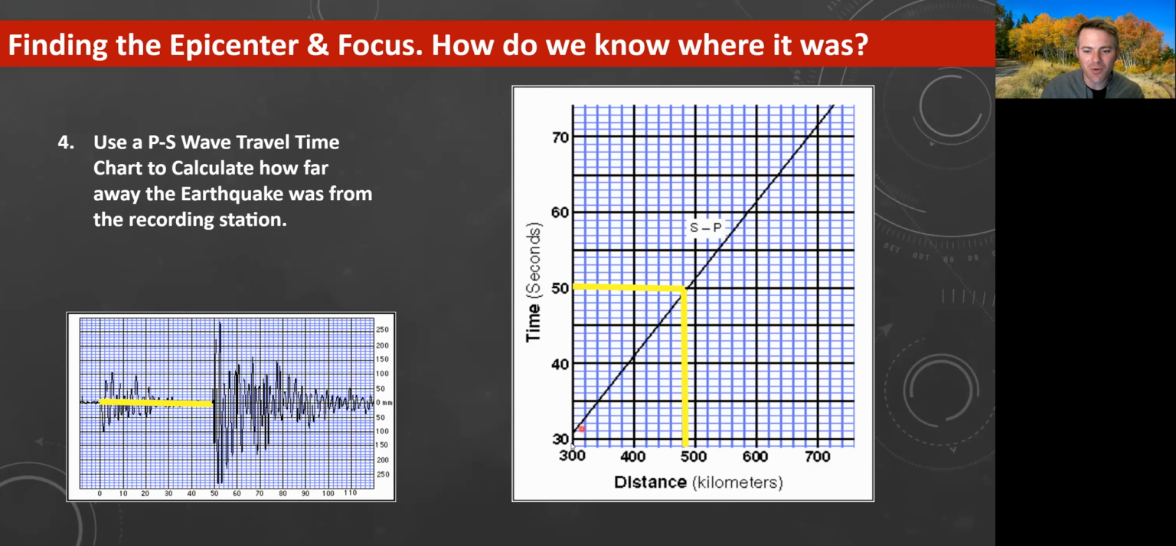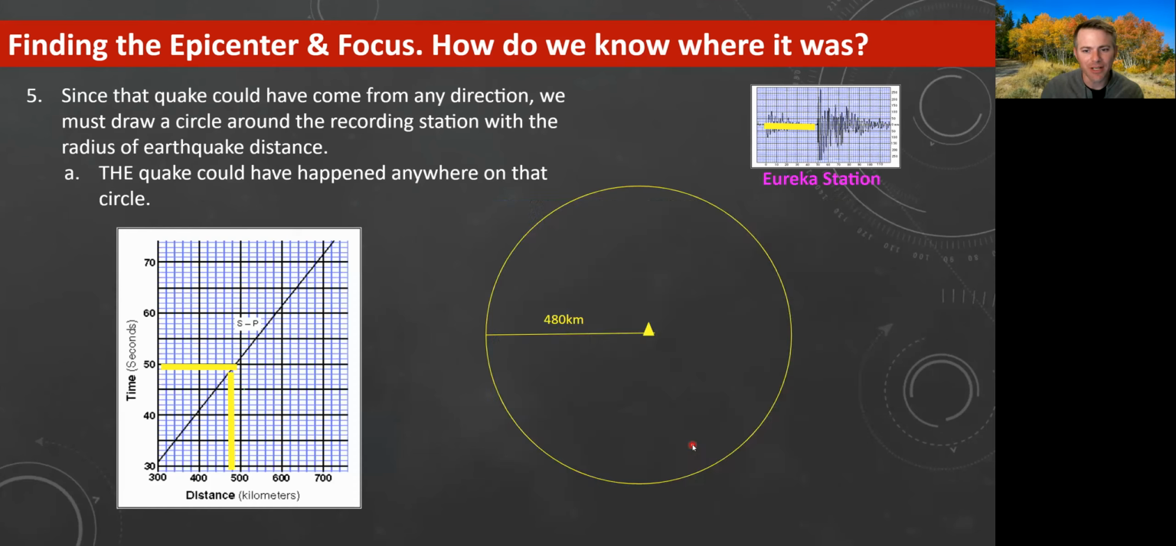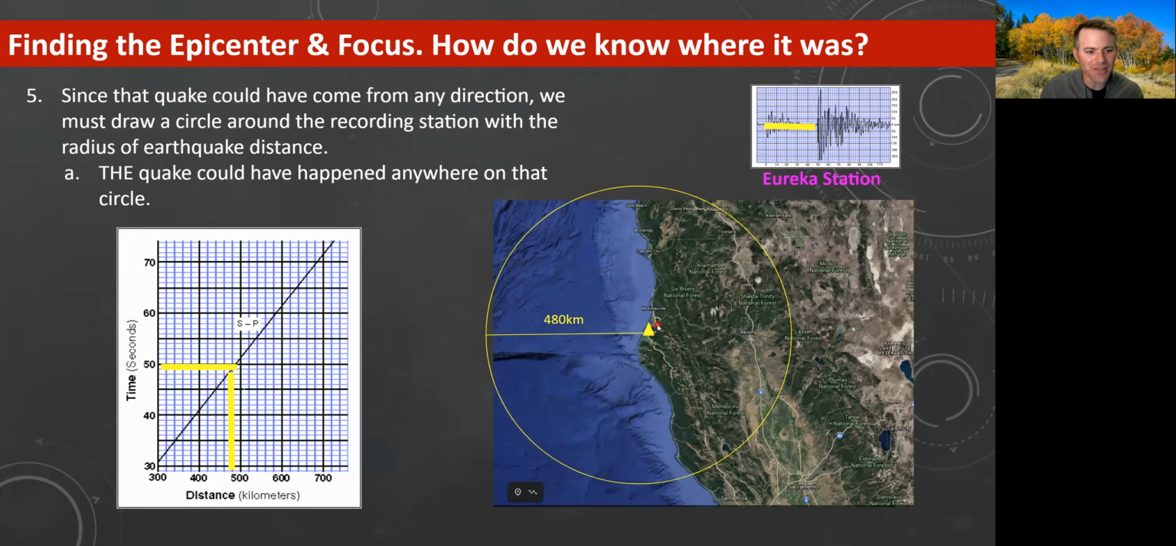And instead of using the equation, they've just made this little chart, this S minus P chart. So if it's 50 seconds between P and S waves, you go until it intersects that S minus P curve and go down, and it tells us, oh, this one was 480 kilometers away. All right, so it's 480 kilometers away. So what does that mean?